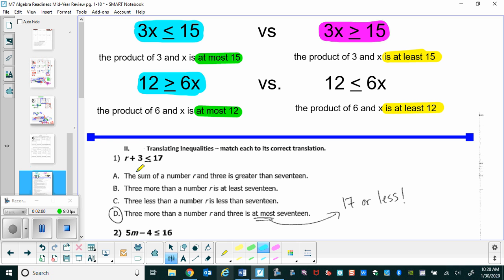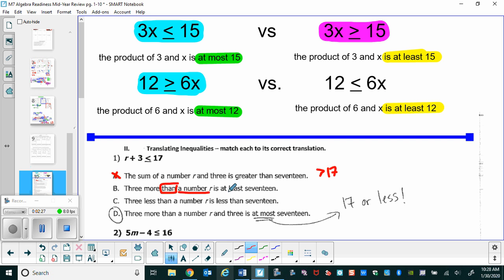So for the one in your packet, we have that r plus 3 is less than or equal to 17. Now I think very quickly and easily we can knock out answer choice A because it has is greater than 17, which would look like this. There'd be a greater than symbol for 17, so that's out. Now it has 3 more than a number r. This so far is fair game. We have r first. Now show me 3 more, which is what it does.